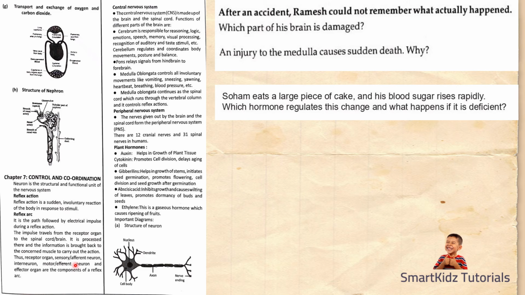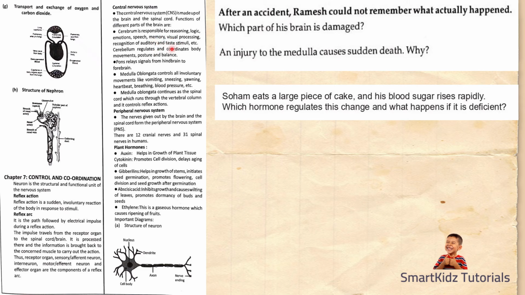Then you have the pituitary gland, which is known as the master gland. What does it do? It is part of the endocrine system. So what is the endocrine system? We come to that also. We have the hormones. So we have the central nervous system, made up of the brain and the spinal cord. And you have the cerebrum.